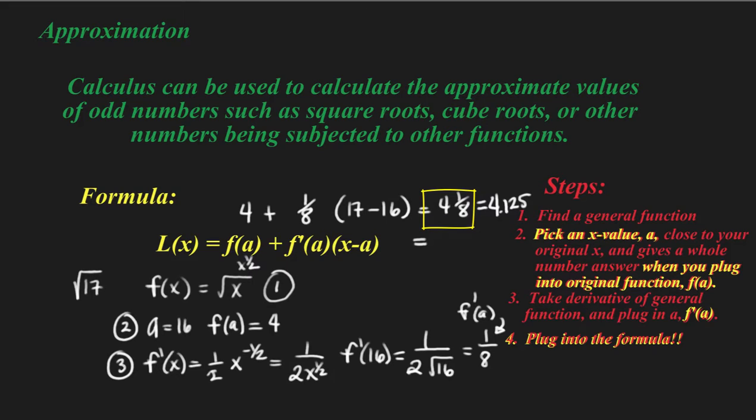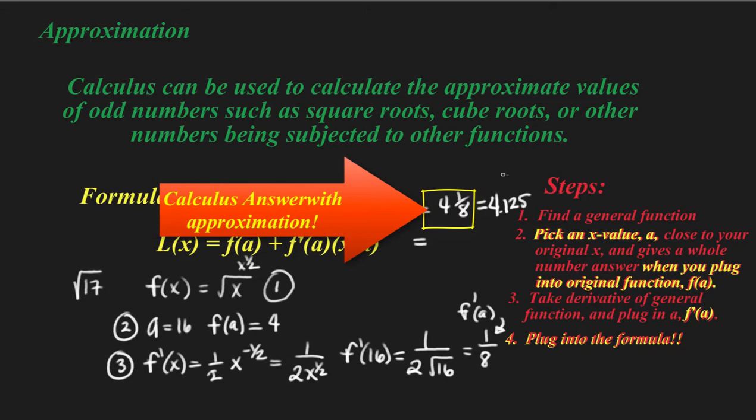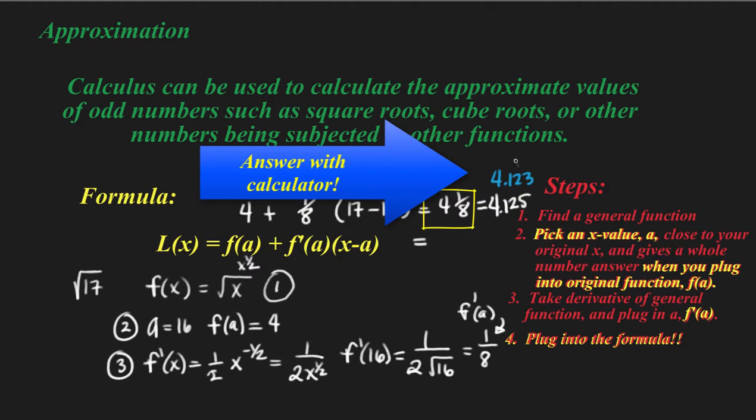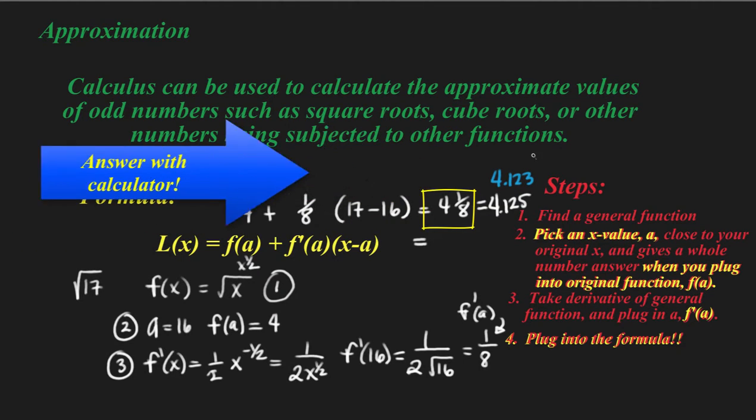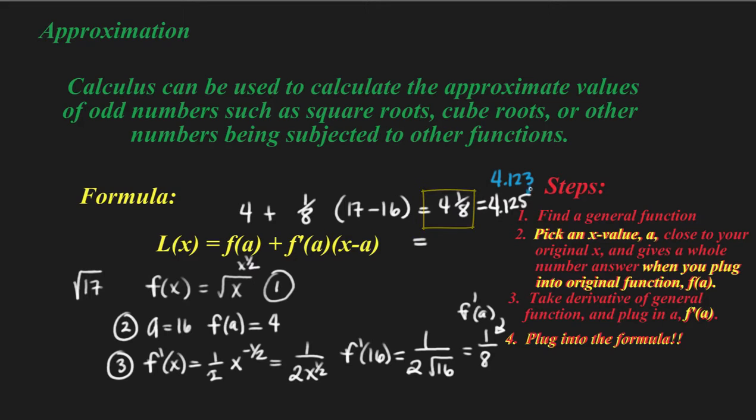Now let's look at the square root of 17 without any calculus. Just the calculator is going to give me 4.123. They're actually usually a lot closer, but here we're at the tenths, hundredths, thousandth places where they begin to differ, which is pretty darn accurate if you ask me.